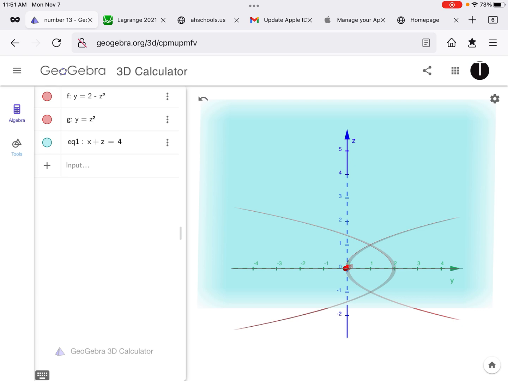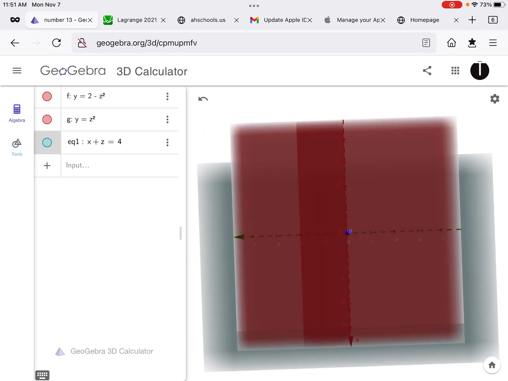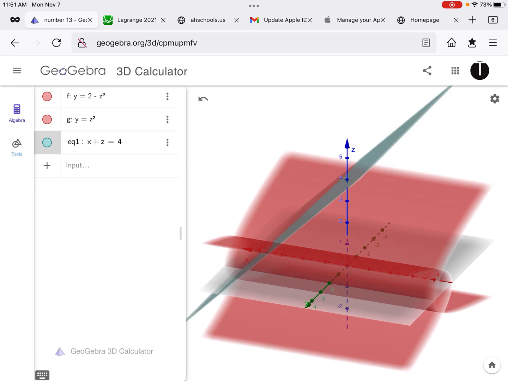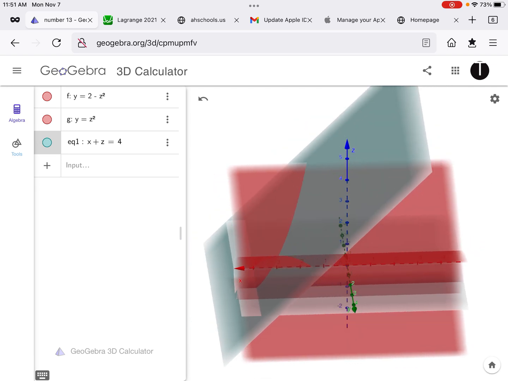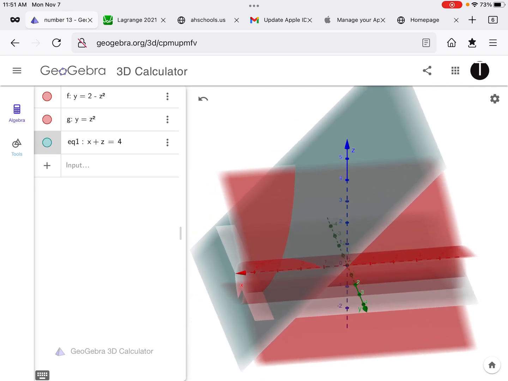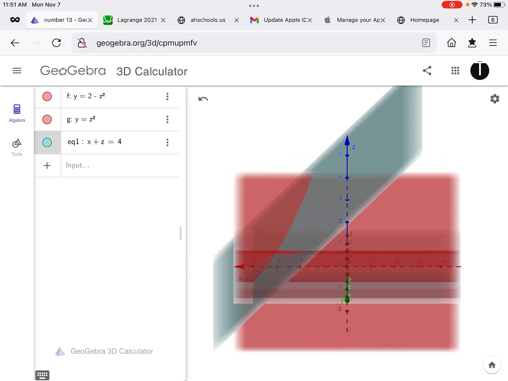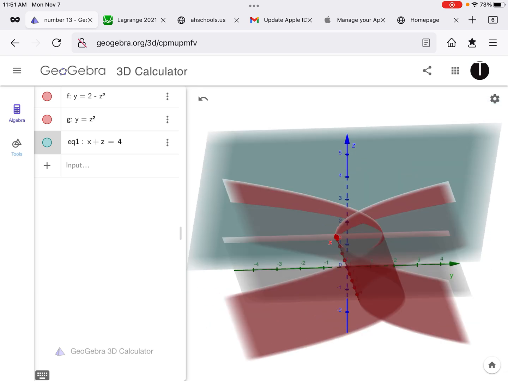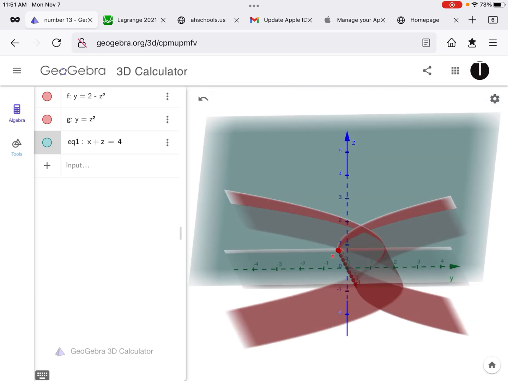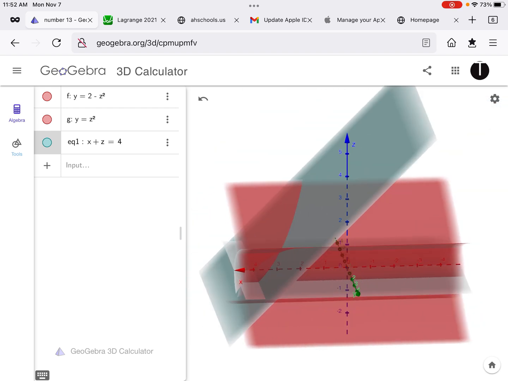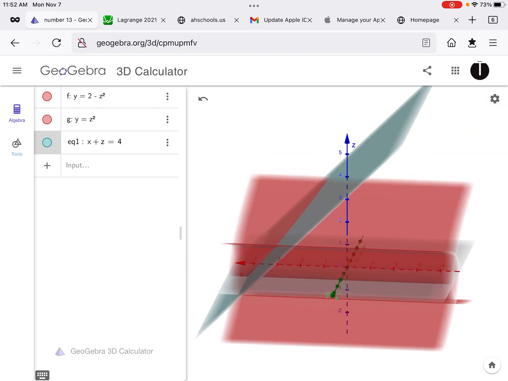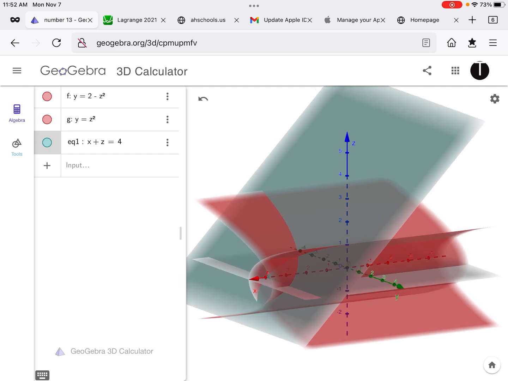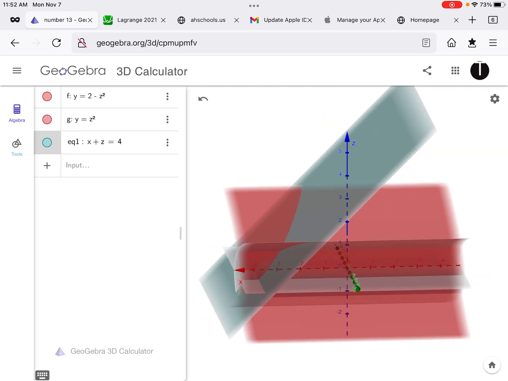Now I'm going to rotate the graph a little bit. Let me see if I can flip it over. There we go. Just changing the orientation a little bit, you notice we've got this plane here. This plane cuts down through that. See, we've got the yz plane here, and then this plane cuts down through it.